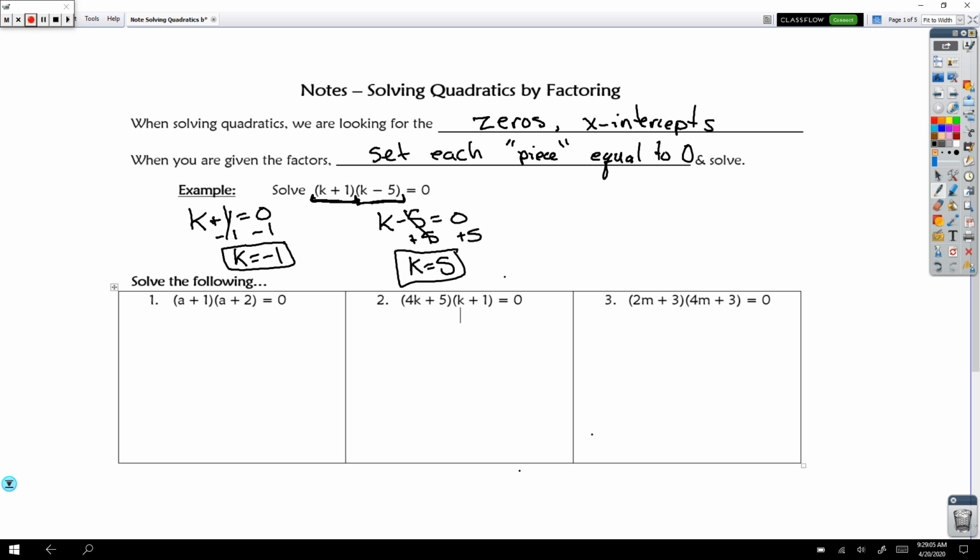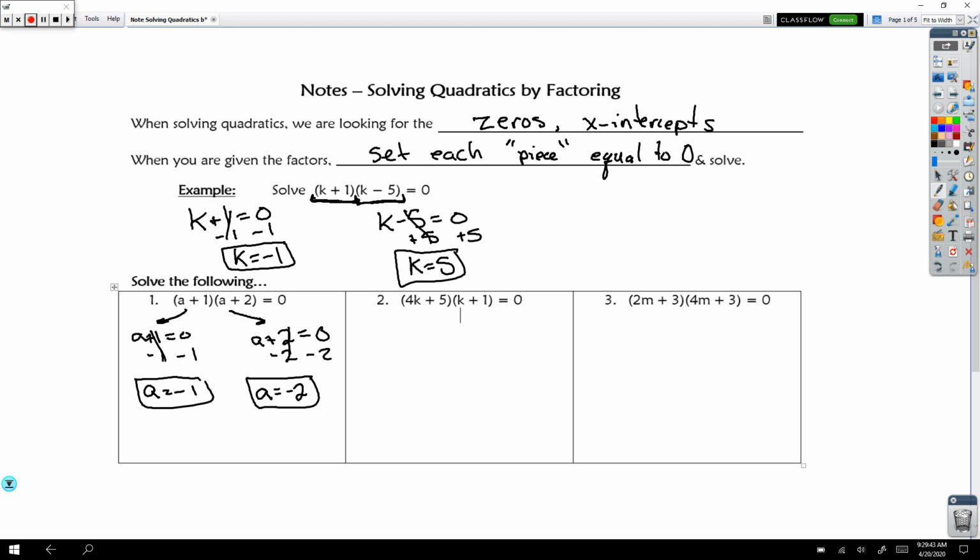So below we have three problems. If you want to try them on your own first, go ahead and pause the video. Alright, so it's already factored for us again, so I'm just going to set each piece equal to 0. So here's the first piece, a plus 1 equals 0. Here's the second piece, a plus 2 equals 0. So to solve the first piece, I would subtract the 1. So a would equal negative 1. Over here, I would subtract the 2. And a would equal negative 2. So both of those are my answers.